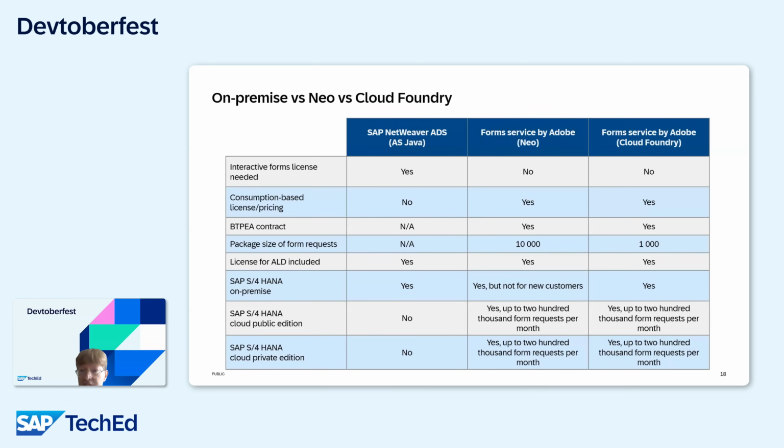One advantage is that it's a bit cheaper. So the package size, the minimum package size of form requests, is 1,000 rather than 10,000. So that's an advantage. And in both cases, in the cloud, you get up to 200,000 form requests per month free of charge. Okay, and that's a really important point. You only start paying if you use more than 200,000 form requests per month.